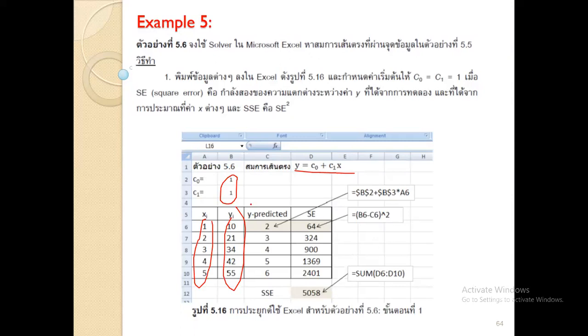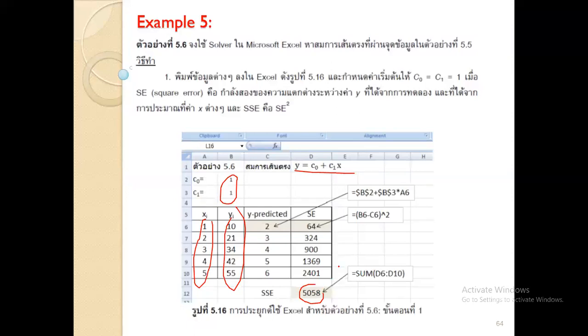In this case, for the first step, I assume C0 and C1 equal to 1. Then you substitute C1 and C0 into this equation and get the Y predict. Then you calculate SSE, the sum of squared errors. Why do we use squared error? Because squared error is always positive. If you just summed the errors, the negative and positive would cancel, but negative or positive is still error.